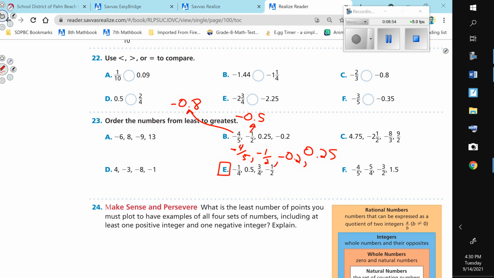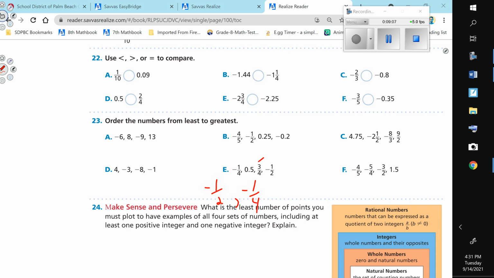E, the 2 positives are going to go last, and the 2 negatives will go first. Negative 1/2, same thing as negative 0.5, and then negative 1/4. And then this is 0.75, remember. So that's going to go last, and 0.5 is going to go right there. So those are your 4 answers.